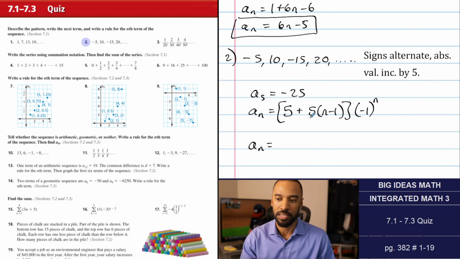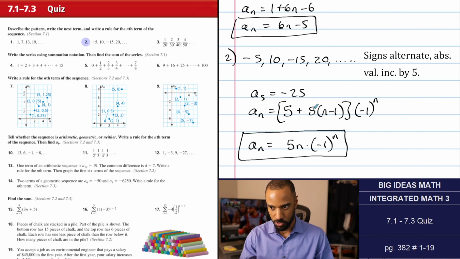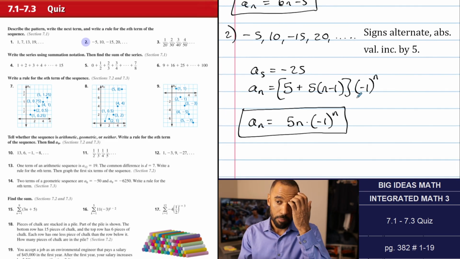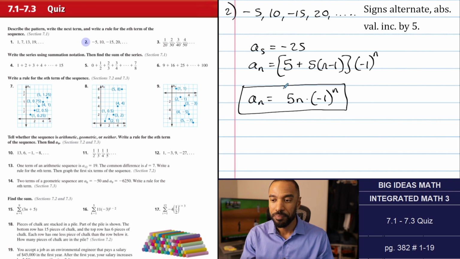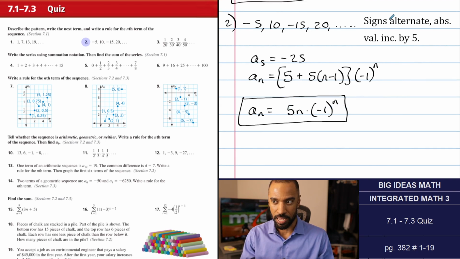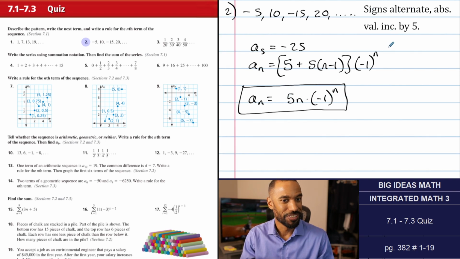Now, if I simplify this, all this changes into just 5n. 5n minus 5 plus 5 is just 5n. So this just becomes 5n, and that 5n multiplies by negative 1 to the nth power. That's how we'll leave that. And that negative 1 does have to be in parentheses, by the way. So that's my appearance for that one. That's what I'm doing with it. I don't know how to state that rule, but we'll go with it there.